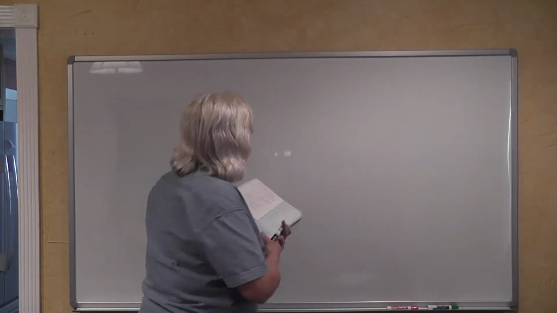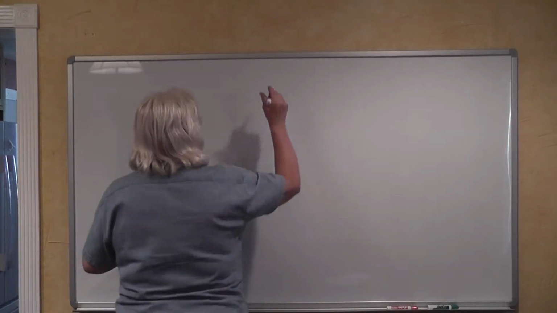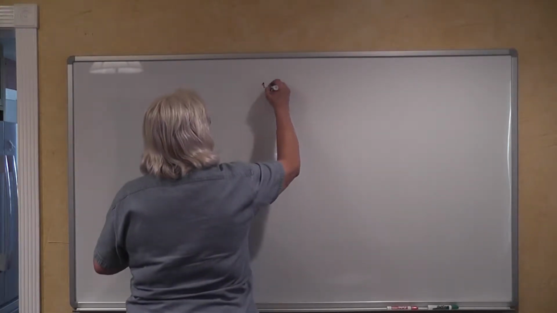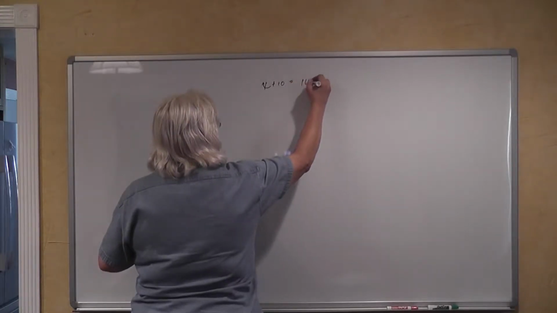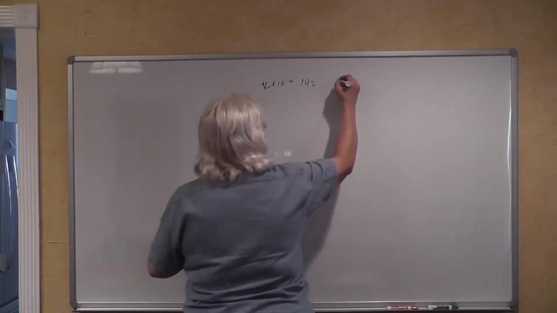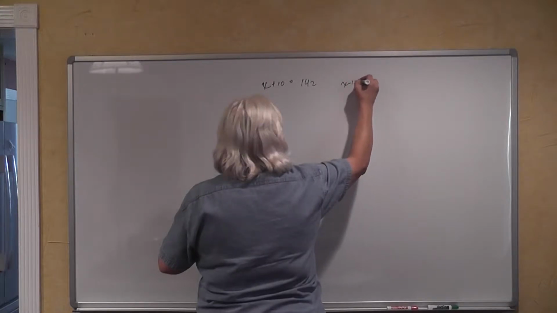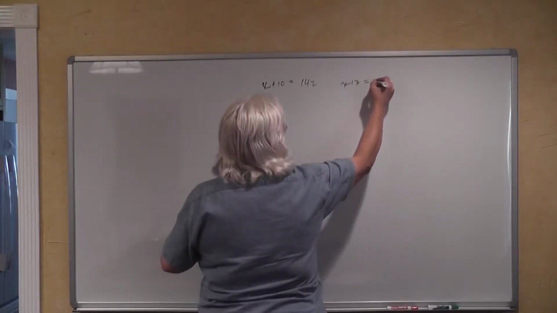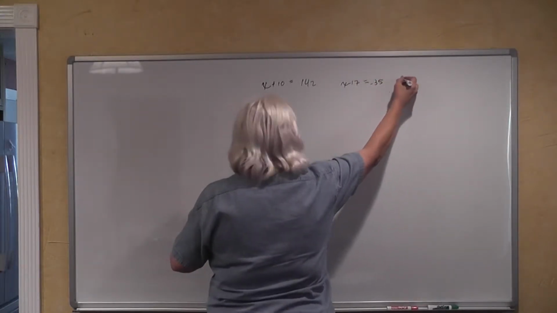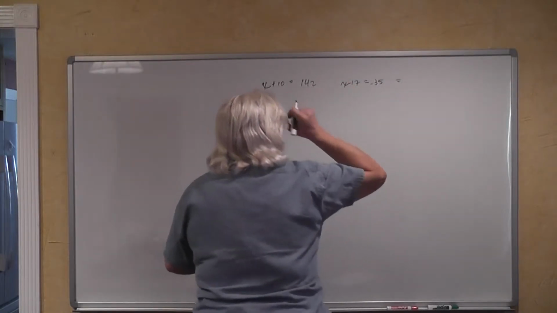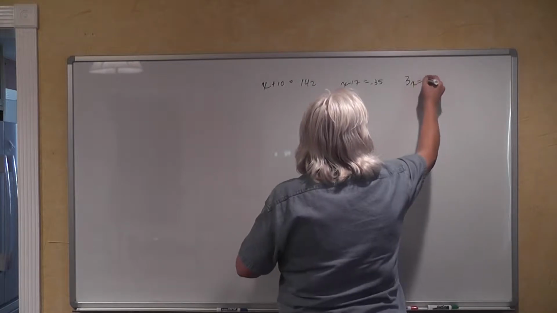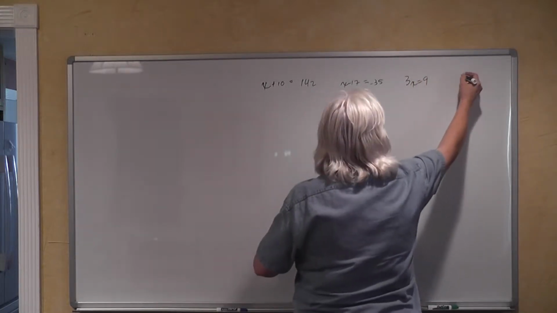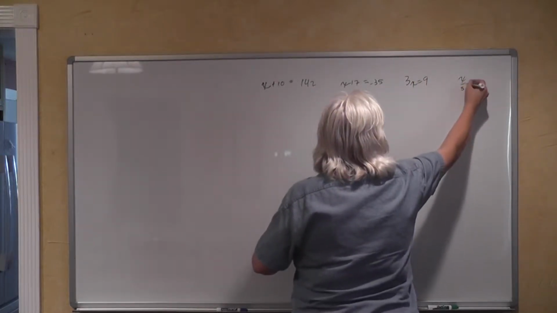So I have 4 examples here, just of some algebraic equations. We have x plus 10 is equal to 142. We have x minus 17 is equal to negative 35. We have 3x is 9. And then we also have x over 5 is equal to 21.